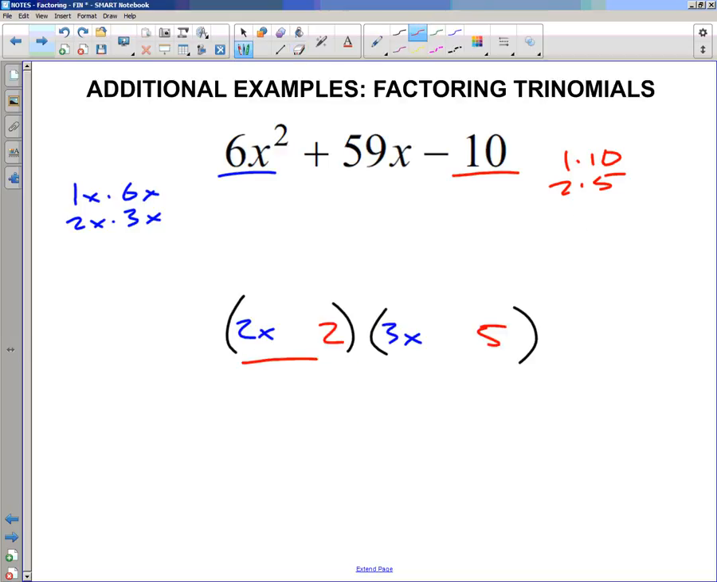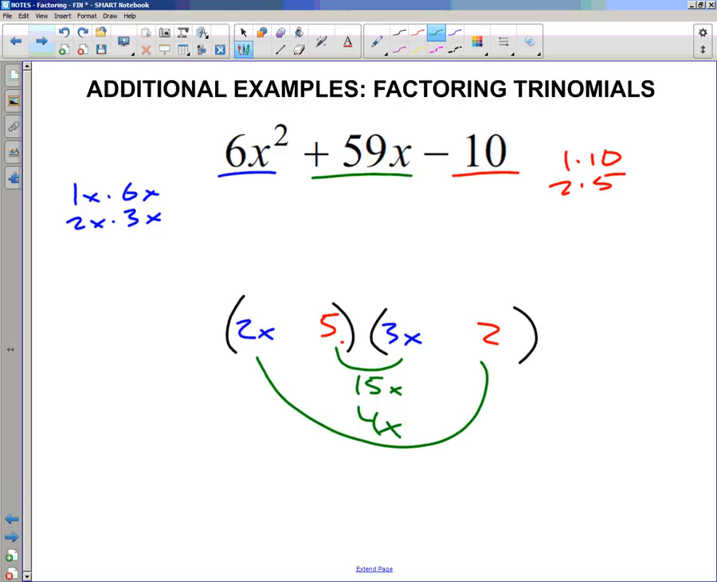Now, again, this is one of those advanced tips. Since our original trinomial didn't have a common factor, then this can't either. So there's no way that the 2 and the 5 can go in like that. We go ahead and try flipping them, put the 5 here and the 2 here. That is a possibility. We'll go ahead and check it and see if we get the positive 59 we need. We got 15x, 4x, and there's no way that's going to get us to a positive 59. So the 2 and the 5 is not going to work.